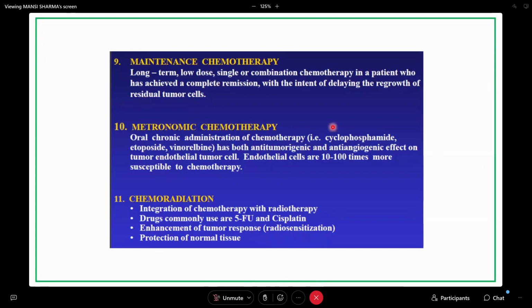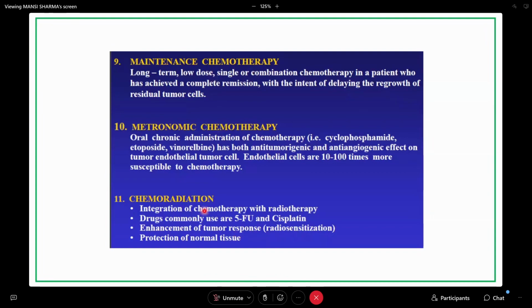Coming to metronomic chemotherapy, which is the basis of palliative chemotherapy in head and neck carcinoma once initial lines have failed, it is the oral chronic administration of chemotherapy in low doses. These low doses, like cyclophosphamide, etoposide, vinorelbine, have both anti-tumorigenic and, more importantly, anti-angiogenic effects on tumor endothelial cells. These cells are 10 to 100 times more susceptible to chemotherapy. We've had data presented at ASCO last year as well as at ESMO this year from our own Indian investigators, where the role of metronomic chemotherapy, especially in head and neck cancers, is quite prominent.